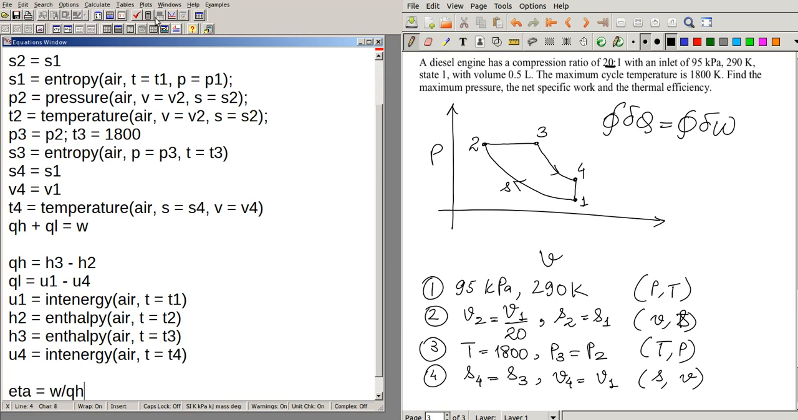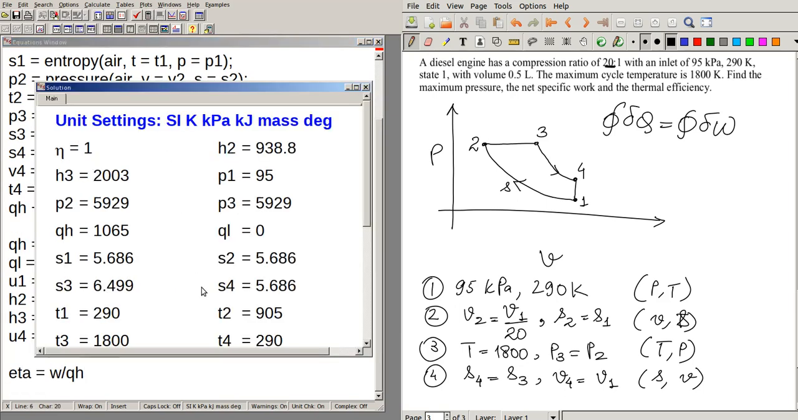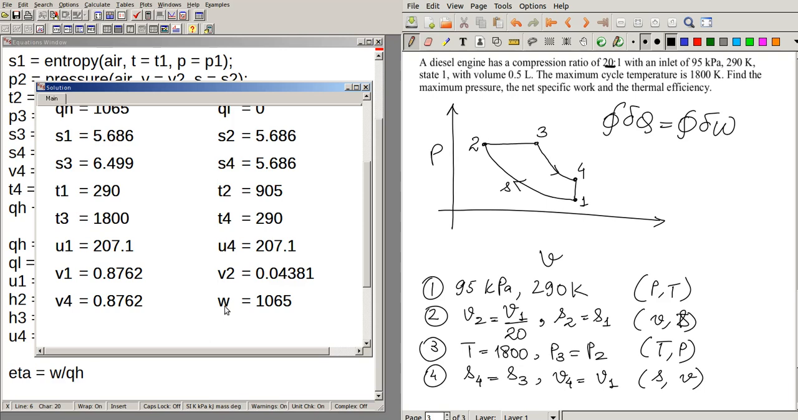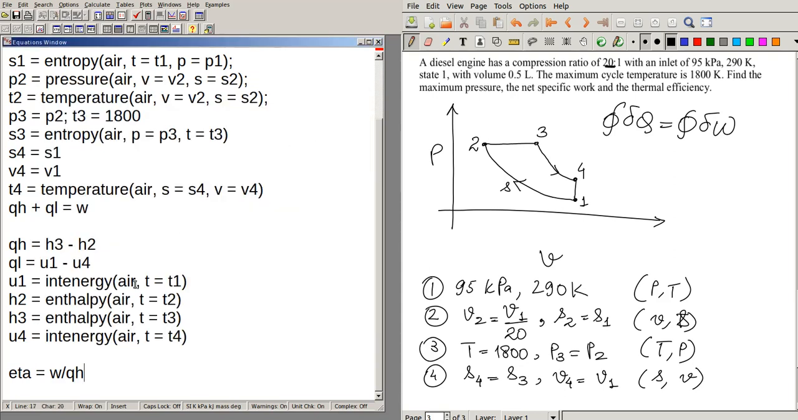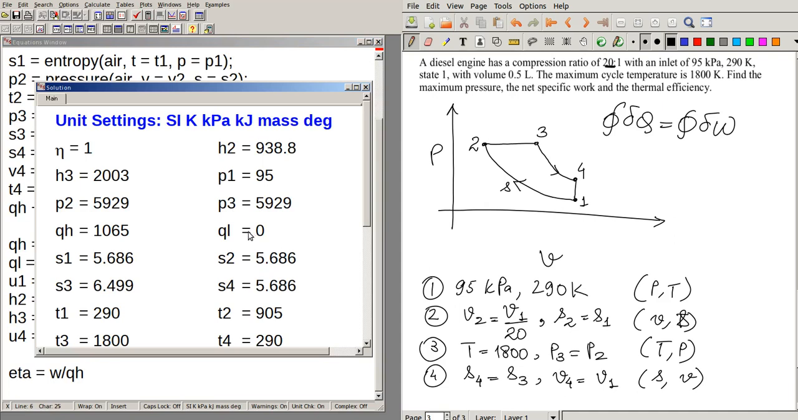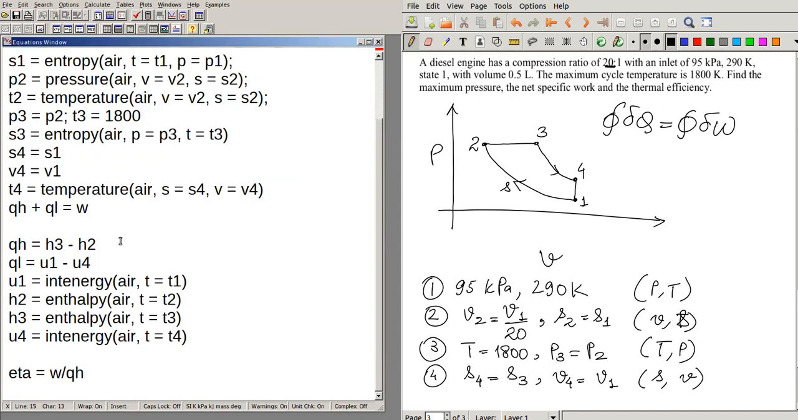This defines the thermal efficiency. So the net specific work of the engine is 1065. There seems to be a small mistake, because QL appears to be 0. But let's have a look at what is wrong. T4 has come out surprisingly to be 290. So let us see what is wrong.